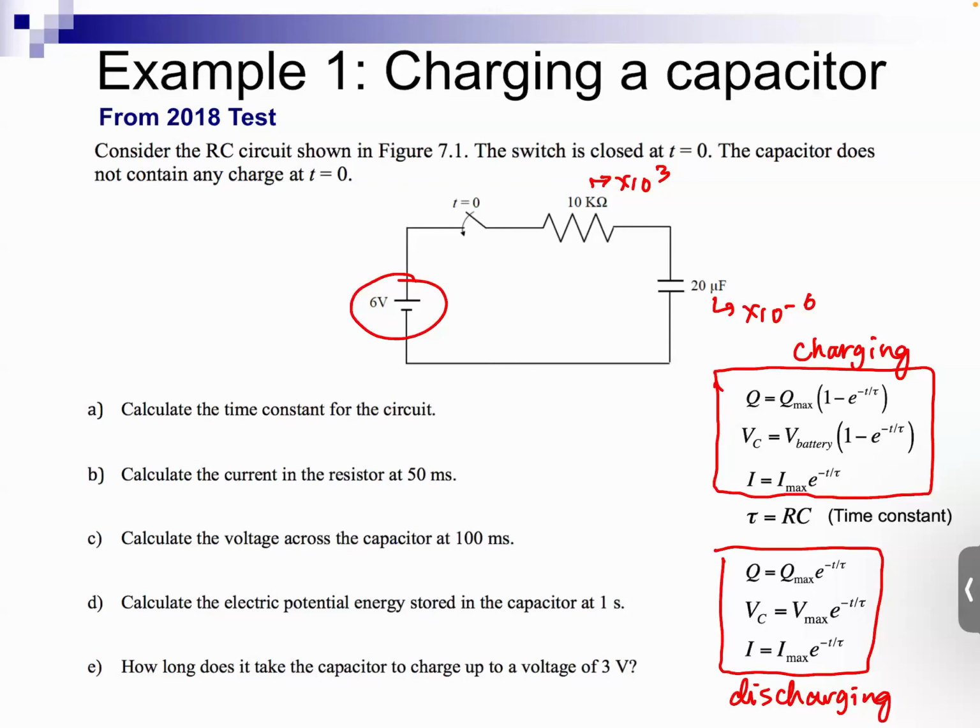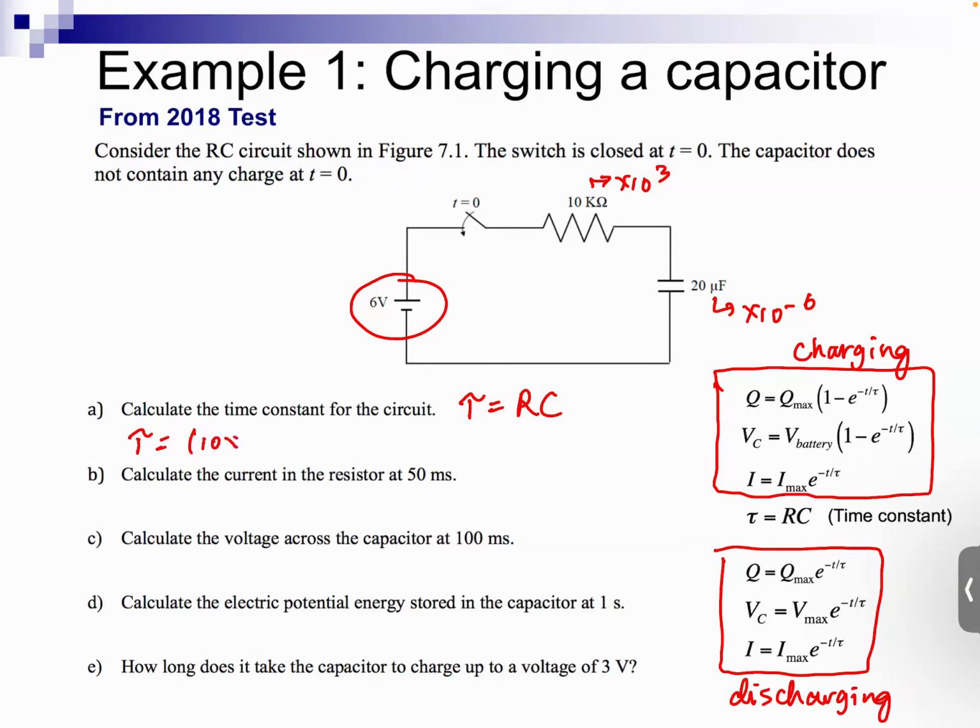Okay, so let's proceed to the questions themselves. Calculate the time constant for the circuits. This is quite a favorite question because it's crucial. So for time constants, you only need the resistance value and the capacitance value, right? Don't forget to include your prefixes.